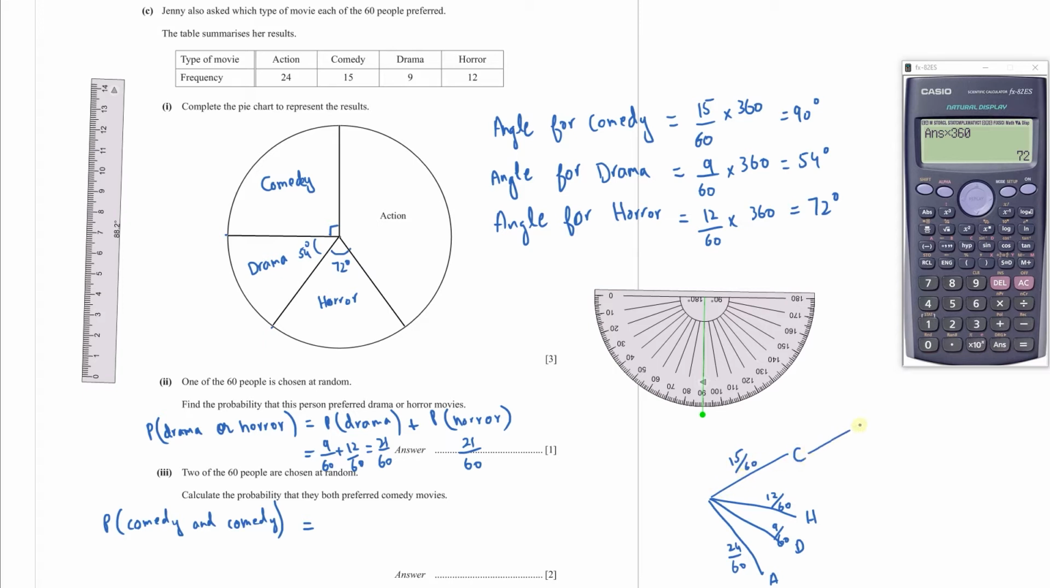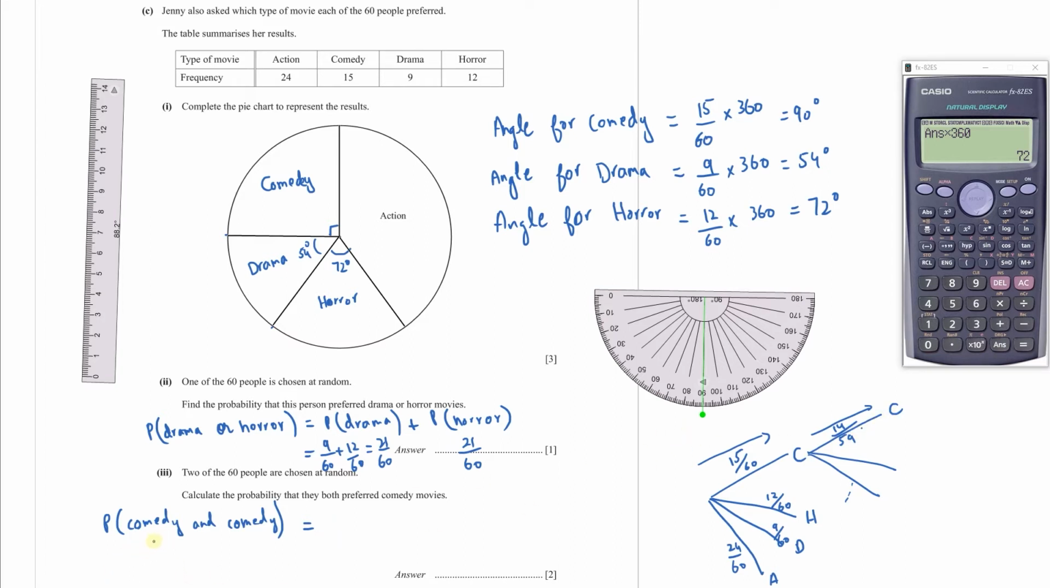So you'll end up here, and then you will continue the tree for comedy. So I don't need to draw the rest. I'm just concerned with comedy and comedy because if I choose both comedies, I'll go this direction, end up here, and then go this direction. So if you've already chosen a person who preferred comedy, how many people are left who preferred comedy? 15 minus 1. So let me write it above here. So 14 over, and then how many total people are left? If you have already chosen one, 59 people are left. So this is 14 over 59.